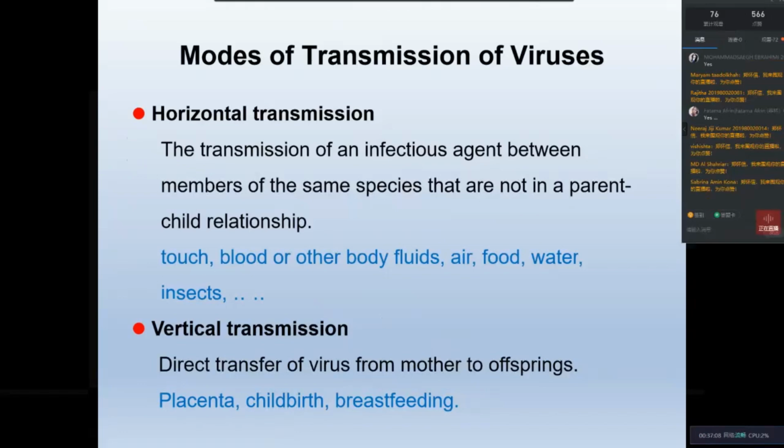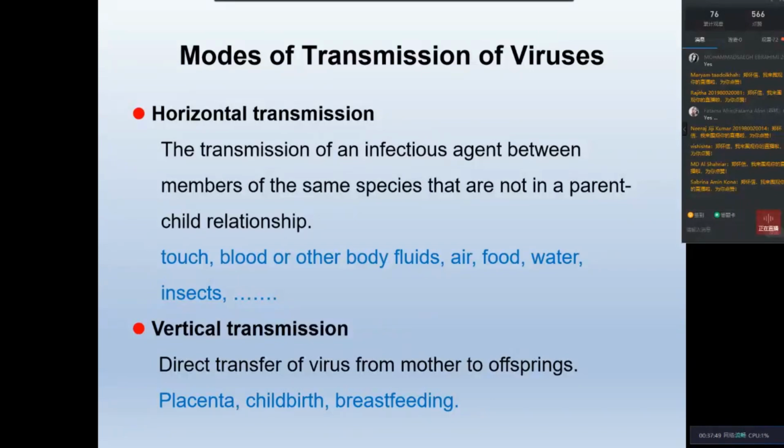First, we'll talk about the modes of transmission of viruses. Well, generally, there are two different modes. One is horizontal transmission, the other is vertical transmission. Horizontal transmission is the transmission of the virus from one person to another, and these two persons are not in a parent-child relationship. For example, some stranger or some friend, family member, but not parent-child relationship. This is horizontal transmission.